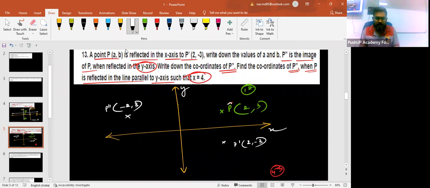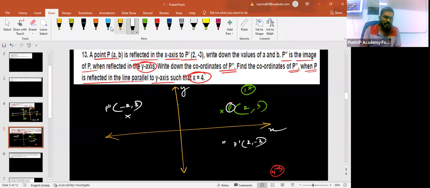Where is your p? P is over here in the first quadrant. They are asking us to reflect that p 2 comma 3 in a line parallel to y-axis such that x is equal to 4. There was an unnecessary exaggeration of the question here, isn't it? They could have just told you when p is reflected in x is equal to 4. That much is enough.